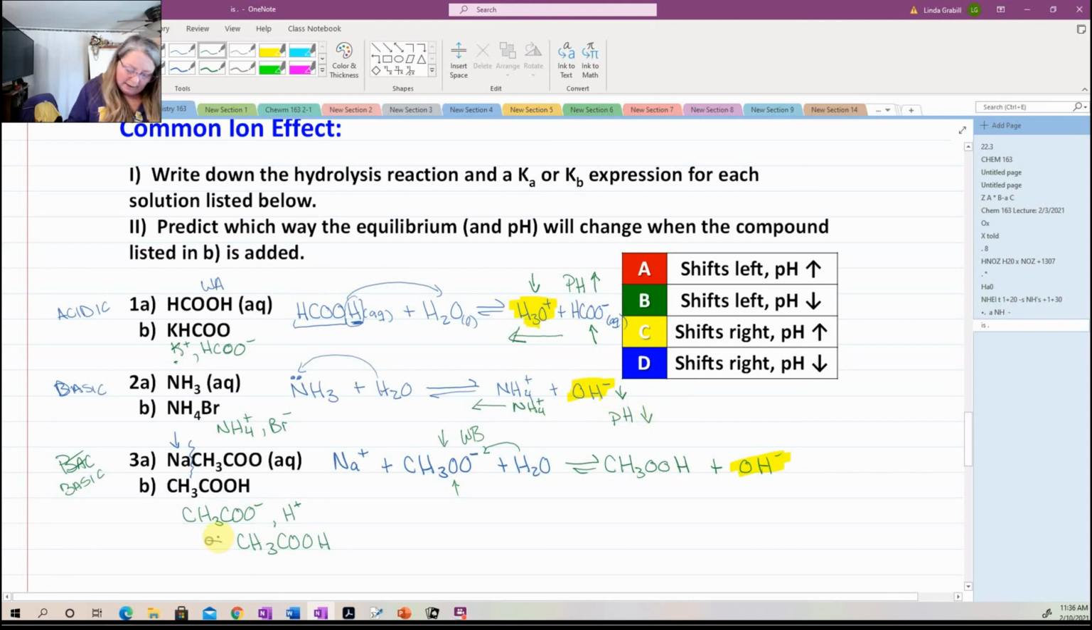If I add the acid here, my weak acid, my carboxylic acid, well, that's just straight up what I made from dissociating that sodium, right? So that means I'm going to shift equilibrium to the left. This was a basic solution, so my pH is going to come down because my hydroxide concentration is going to decrease. Okay.